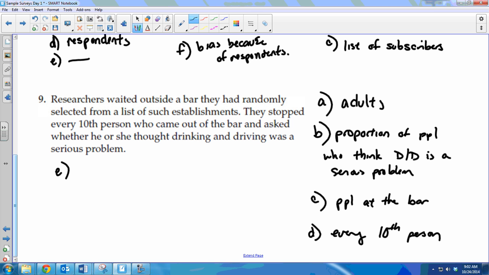So then the sampling method is the same as we just said for D, right? They sampled every 10th person. So they actually told us what happened here. It's probably some sort of just verbal interaction, right? Some sort of interview.